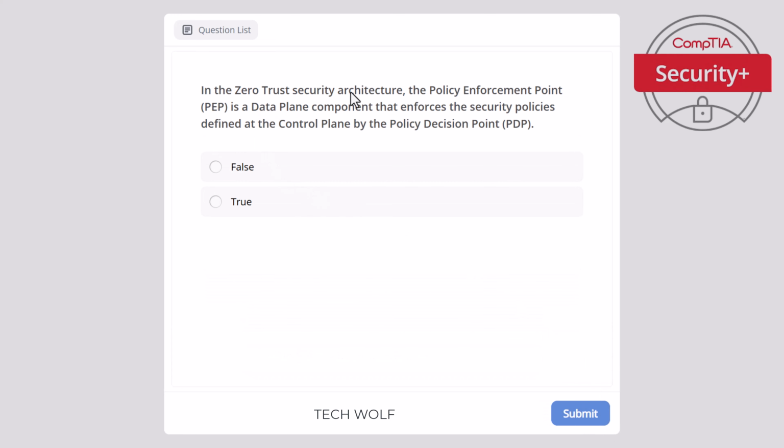In Zero Trust Security architecture, the policy enforcement point or PEP is a data plane component that enforces the security policies defined at the control plane by the policy decision point, PDP. Is this statement true or false? And here the correct answer is that this statement is true.